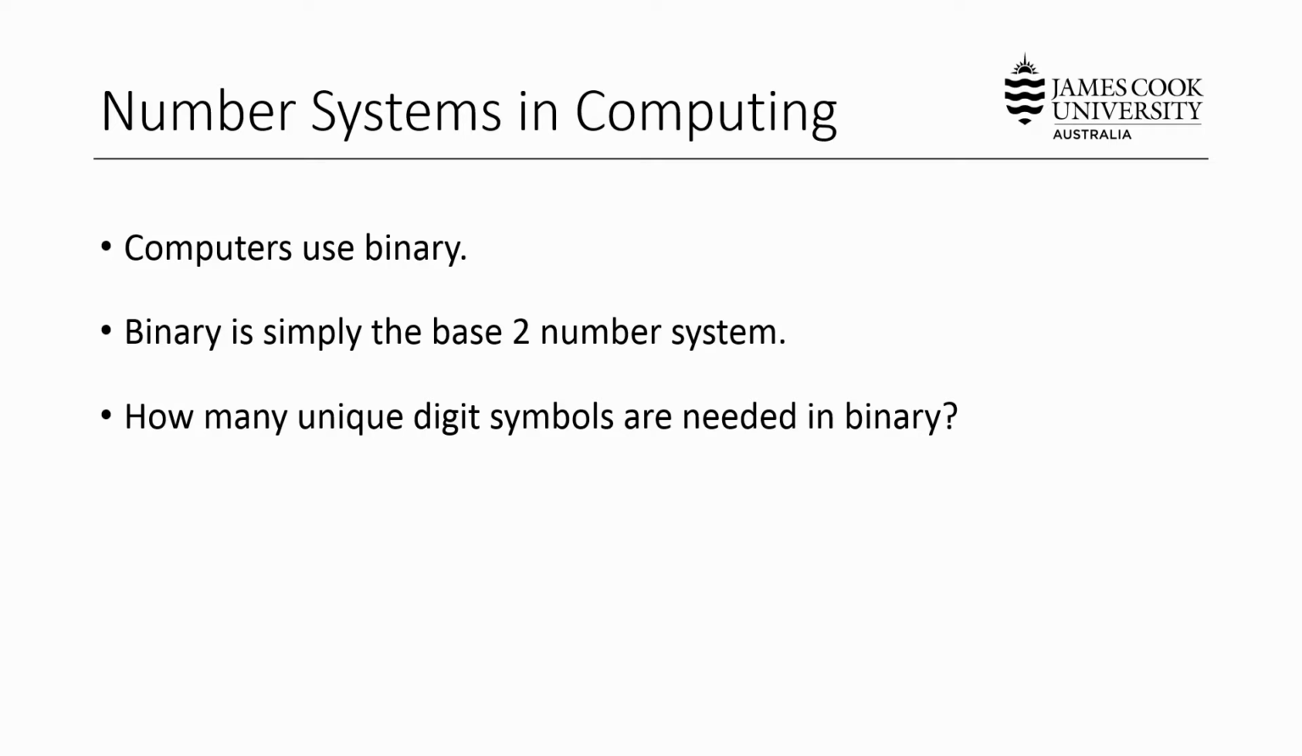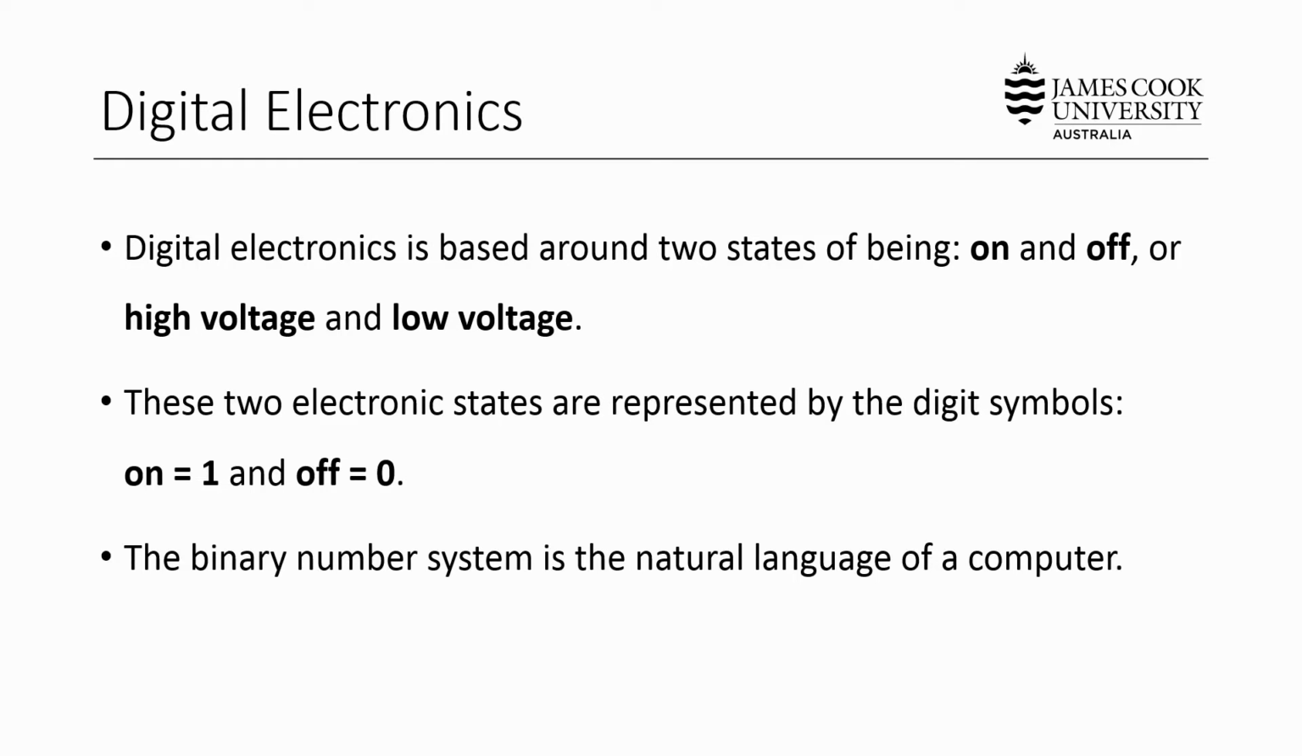So number systems in computing. Computers use binary. The binary system is just the base 2 number system, okay? It has 2 possible values. Do we know what those values are? 0 and 1. There are 2, and it's 0 and 1 by convention. Any idea why computers use binary? Because they're based on transistors that have on and off that represent 0 and 1.